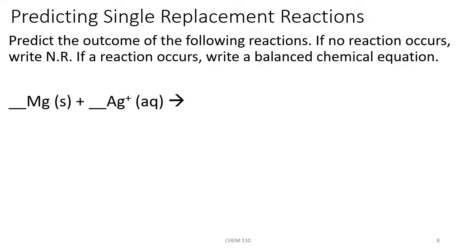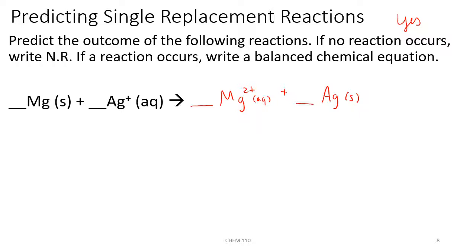Let's try another example where we have different charges. Can magnesium replace silver in solution, where magnesium becomes oxidized and silver becomes reduced? Magnesium metal is higher on the activity series than silver is, so yes, this reaction will take place. And when it does, we will form magnesium ions that will be aqueous, and our silver will be reduced down to solid silver.